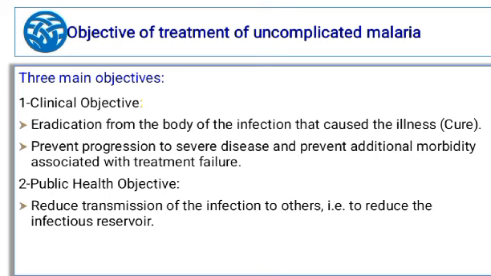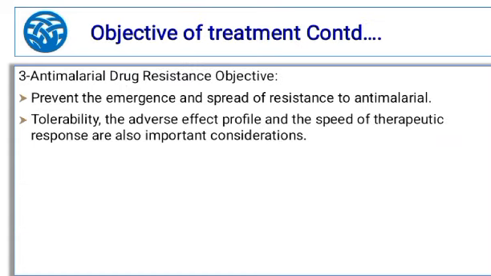The second objective is public health objectives: to reduce transmission of the infection to others, that means to reduce the infection reservoirs. The third one is anti-malarial drug resistance objectives: it prevents the emergence and the spread of resistance to anti-malarials. Tolerability, the adverse effect profile and the speed of therapeutic response are also important considerations.